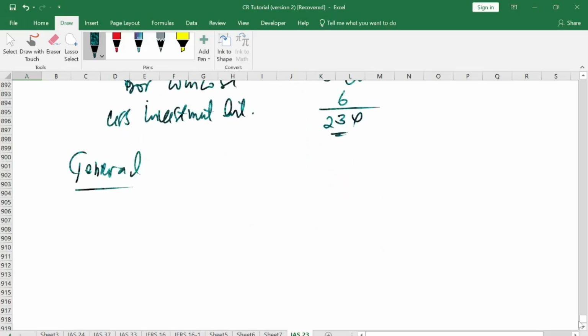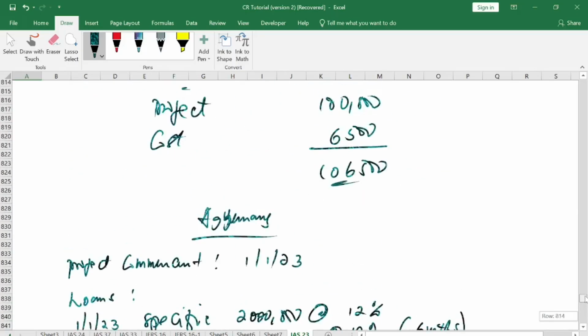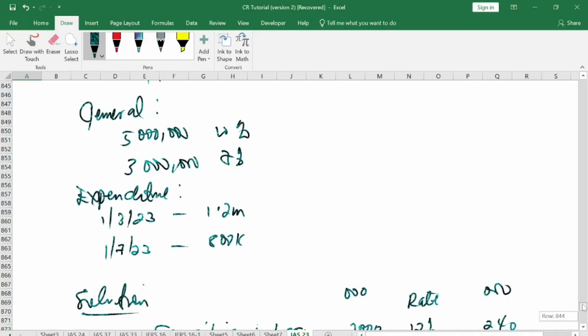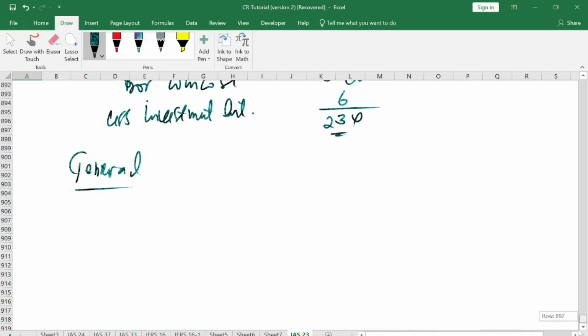So when we come to the general, how much is the general? Let's look at it. It is 5 million and 3 million, at 10% and 7%. So here you first find the weight. The weight: you have 5 million, so you have your loan rate, you have your interest.